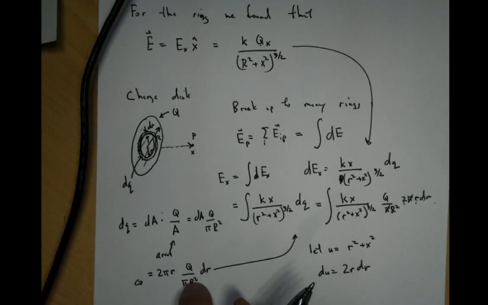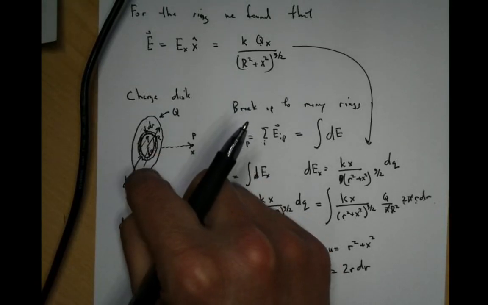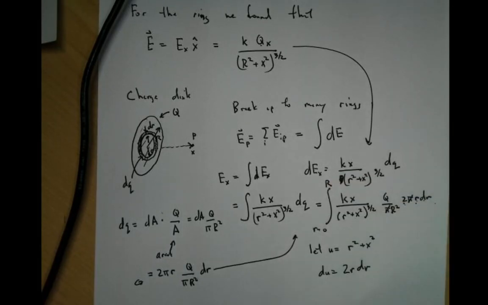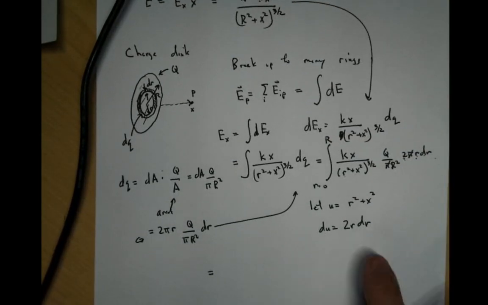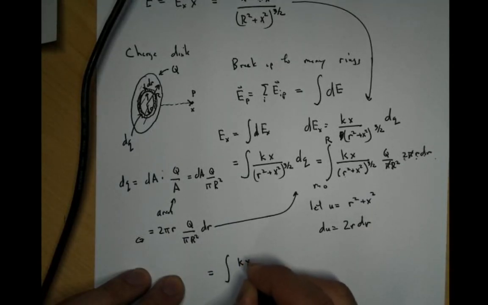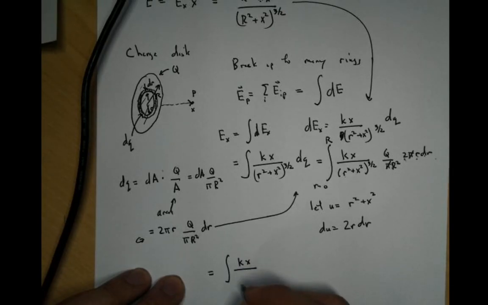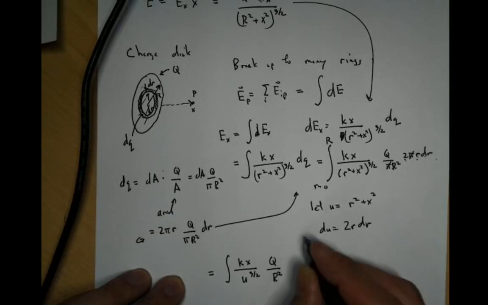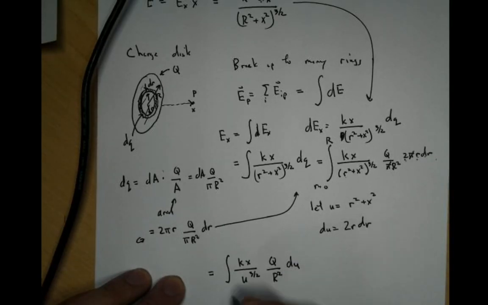the limits right. Now that we have this, we're going to integrate all the rings out. So we're going to start with r equals 0, all the way to capital R. Now we can just write this thing down: the integral of kx over u to the 3/2, times Q over R squared, and then this is going to be 2r dr, which is just du. And I'll keep in mind the limits r equals 0 to r equals capital R.